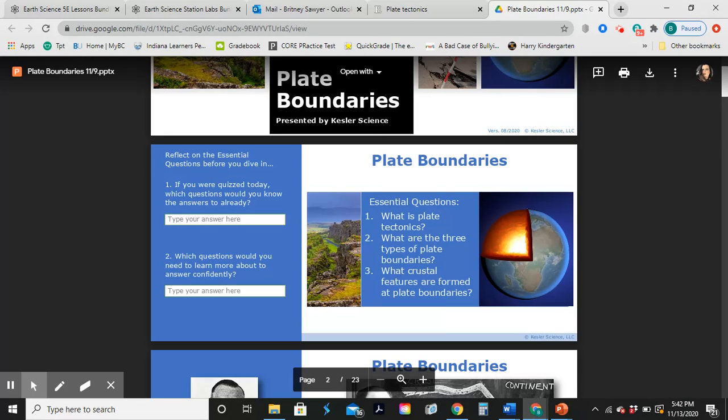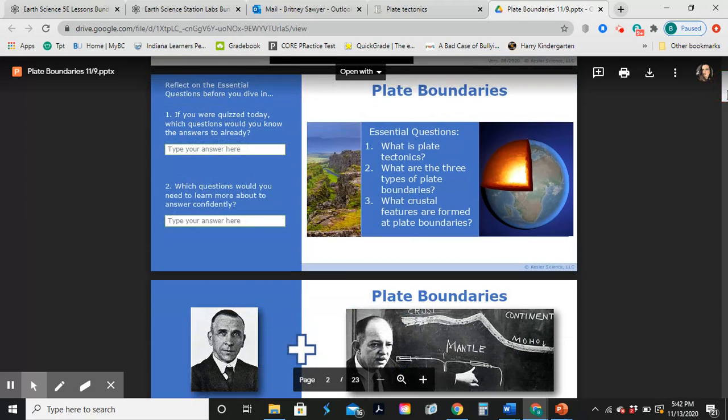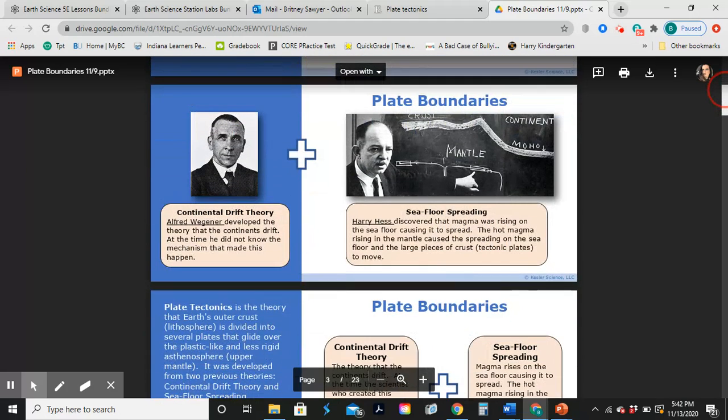Our essential questions are, what is plate tectonics? What are the 3 types of plate boundaries? And what crustal features are formed at the plate boundaries? Your second question is, which question would you need to learn more about in order to answer it confidently?